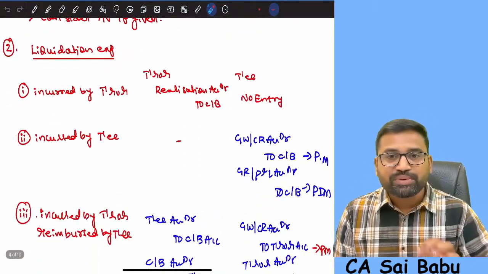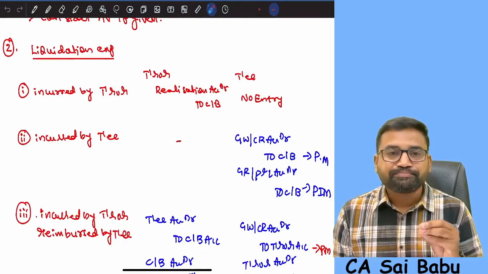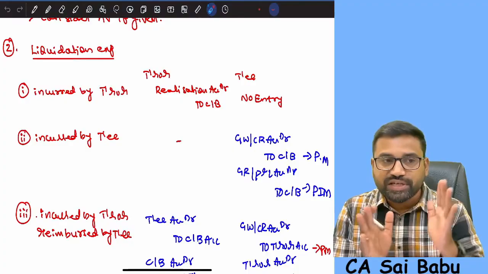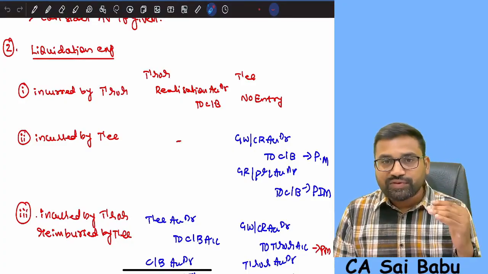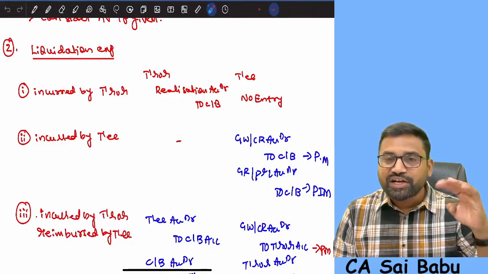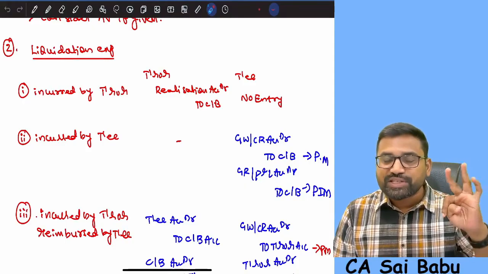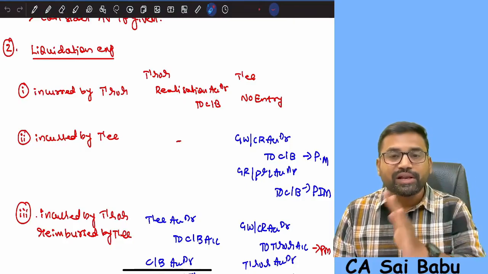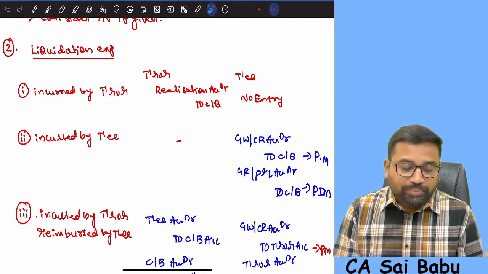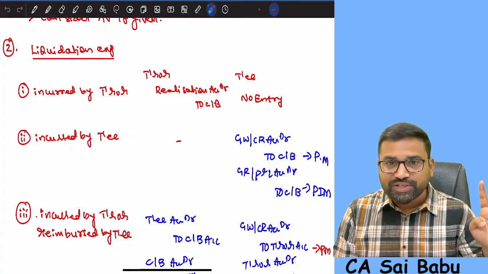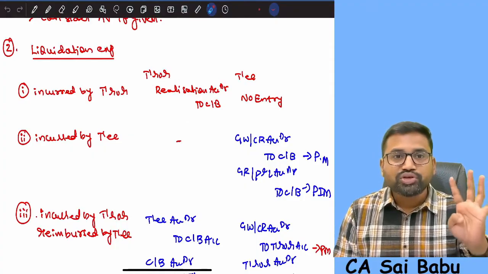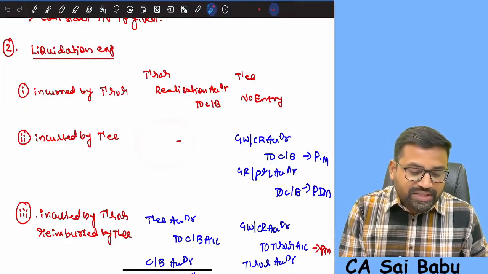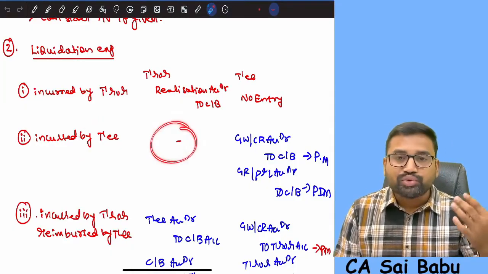Next, liquidation expenses is another important item, sir. Very simple only. As far as the liquidation expenses or realization expenses at the time of amalgamation, 3 cases will come. First, liquidation expenses incurred by transferor himself; second, liquidation expenses incurred by transferee; third, sometimes liquidation expenses incurred by transferor but reimbursed by transferee company. Suppose liquidation expenses are incurred by transferor himself, realization to cash or bank. In the books of transferor and transferee, no entry will be recorded. Suppose liquidation expenses are incurred by transferee, then in transferor books, no entry will be recorded.